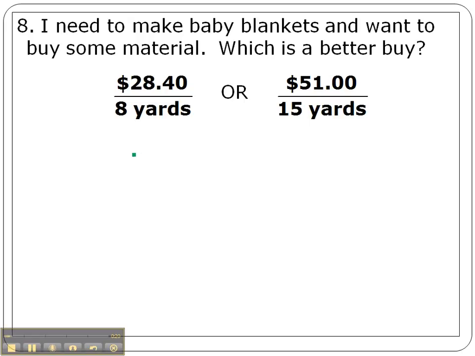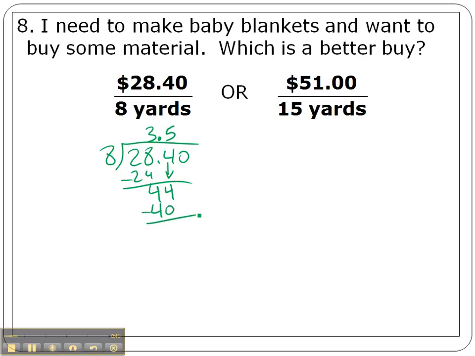better deal. So we just need to do this, the division, $28.40 divided by 8. How many 8s in 28? 3. 3 times 8 is 24. Subtracting, I get 4. Let's line this decimal up in our answer. Bring down the 4. How many 8s in 44? 5. 5 times 8 is 40. Subtracting, I get 4. Bring down my 0. How many 8s in 40? 5. So the unit rate would be $3.55 per yard for this first deal.